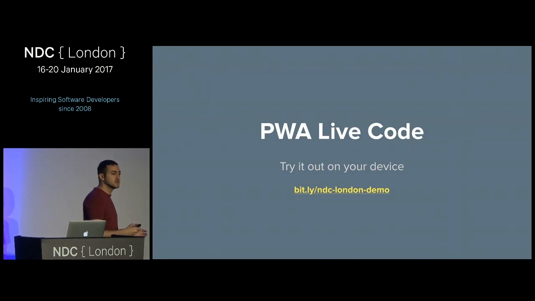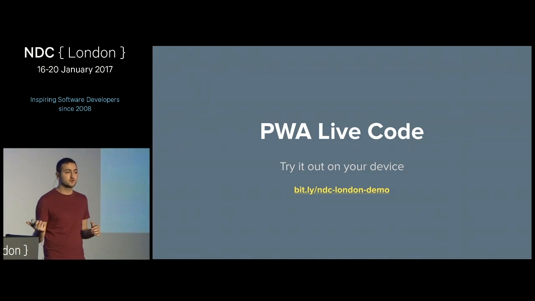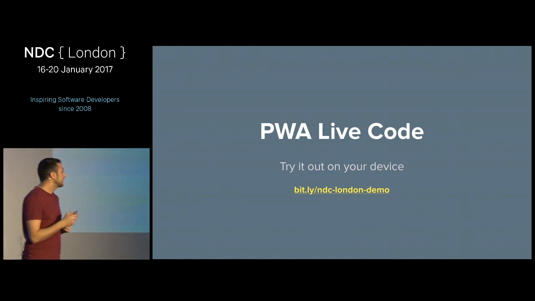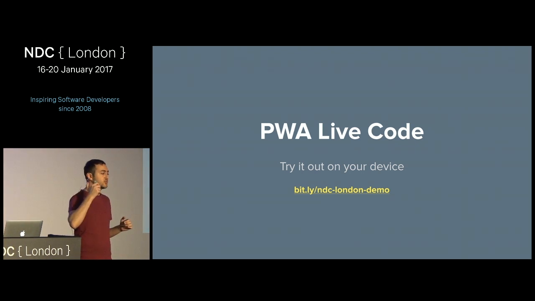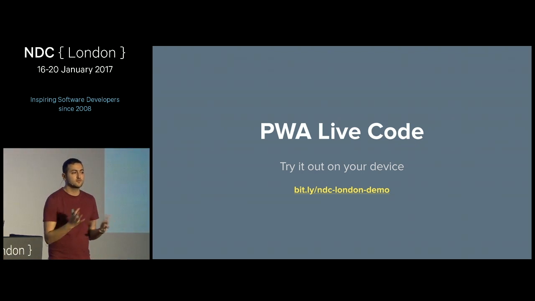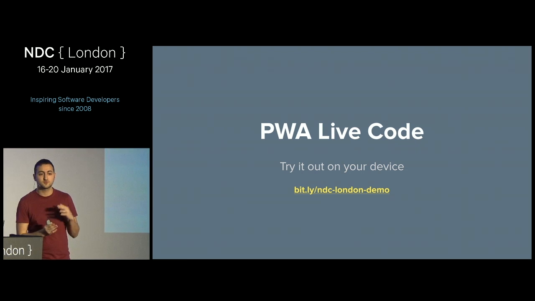So let's take a few minutes, and if you've got Android, you can go to this URL and try the exact same demo that I showed you right now. I already coded it and uploaded it to GitHub, so you can go to bit.ly ndc-london-demo. So you'll get the same website. You'll be able to add it to your home screen. Just make sure you have Android or like Nexus or Samsung tablet. Yes?